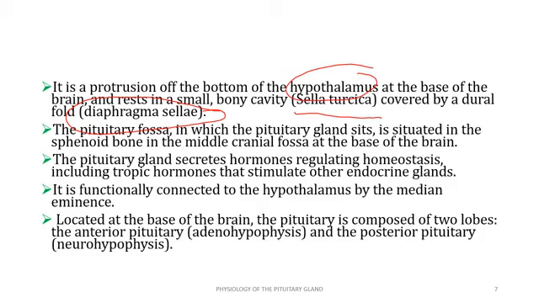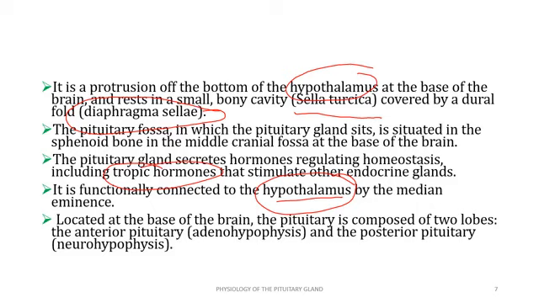The pituitary secretes hormones which regulate other glands. These hormones are known as tropic hormones. It is functionally connected to the hypothalamus via the median eminence. Do you remember we said the hypothalamus is the master gland which controls the pituitary?